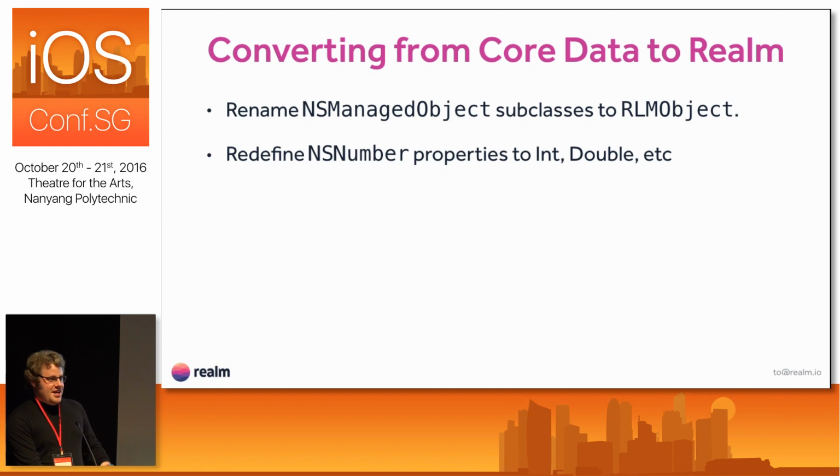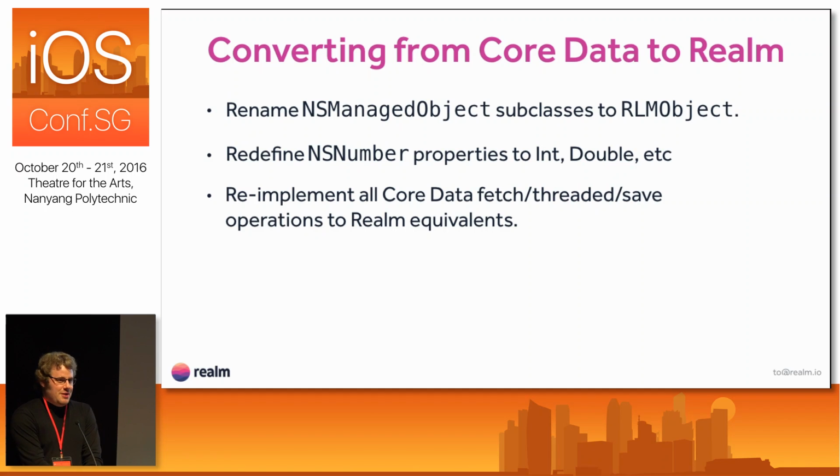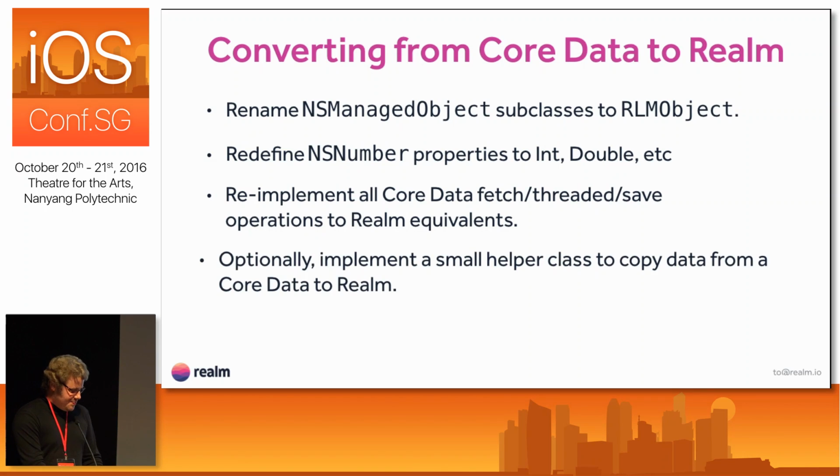I got rid of all the NSNumber properties in my managed objects because Realm actually does native ints and CGFloats and doubles and all that and booleans. That was actually quite nice. At that point, the code stopped compiling because it was obviously a huge mismatch. So then it was just a matter of going through every single build error and figuring out how to replace the Core Data fetch and save operations with what Realm has.